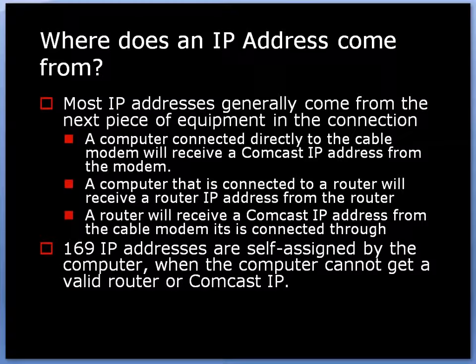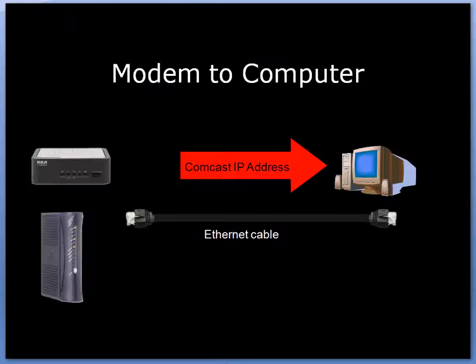A computer that is connected to a router will receive a router IP address from the router. A router will receive a Comcast IP address from the cable modem it's connected through. A 169 IP address is self-assigned by the computer when the computer cannot get a valid router or IP address from Comcast or your internet service provider.